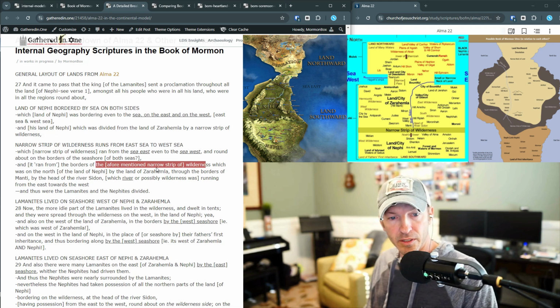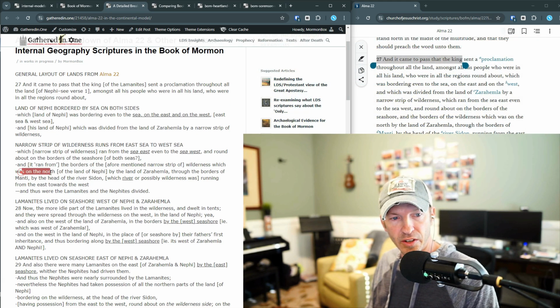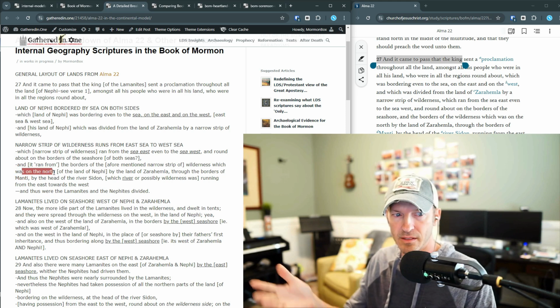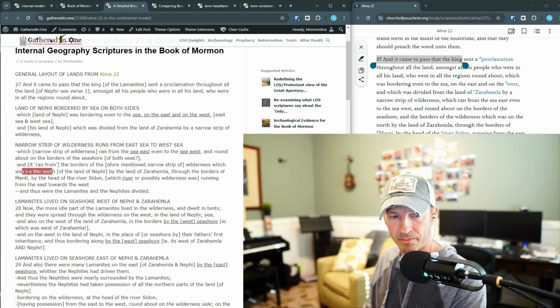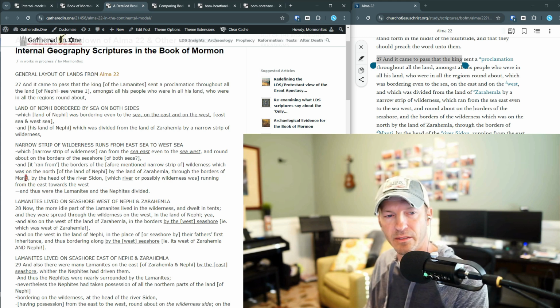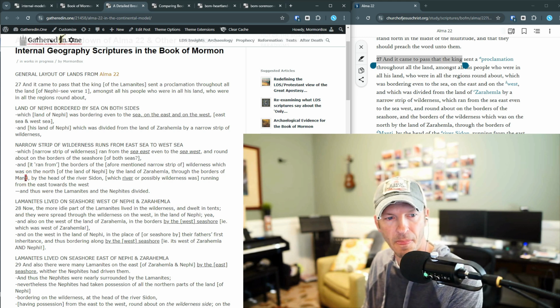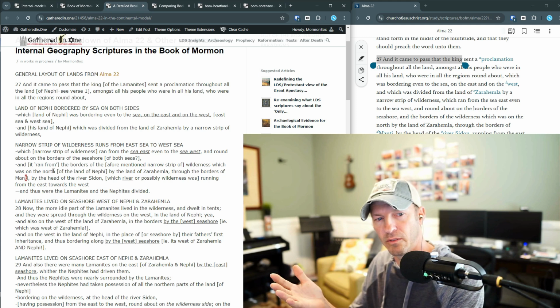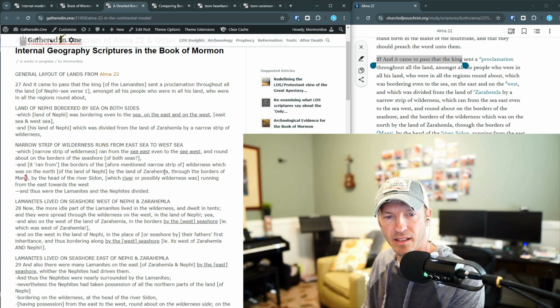and the borders of the narrow strip of wilderness, which was on the north of what? Well, this is all from the reference point of the land of Nephi. So obviously, which was on the north of the land of Nephi by the land of Zarahemla through the borders of Manti. Okay, so we have another land that we just got introduced to. It ran from the borders of the aforementioned narrow strip of wilderness, which was on the north of the land of Nephi by the land of Zarahemla.